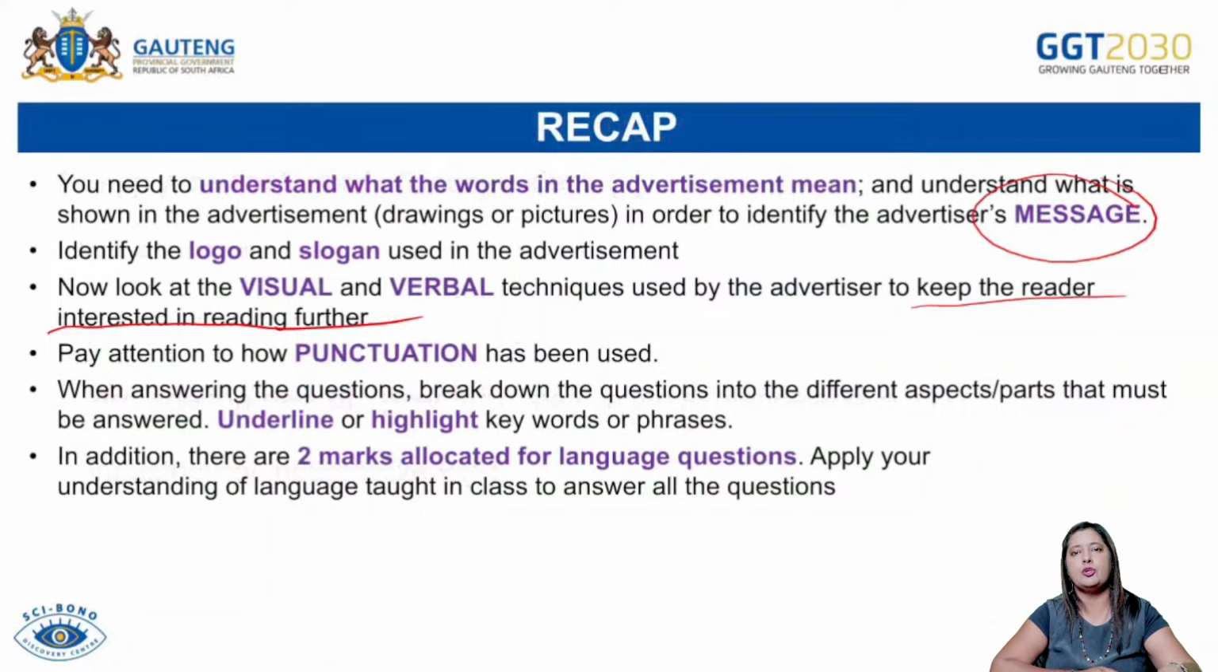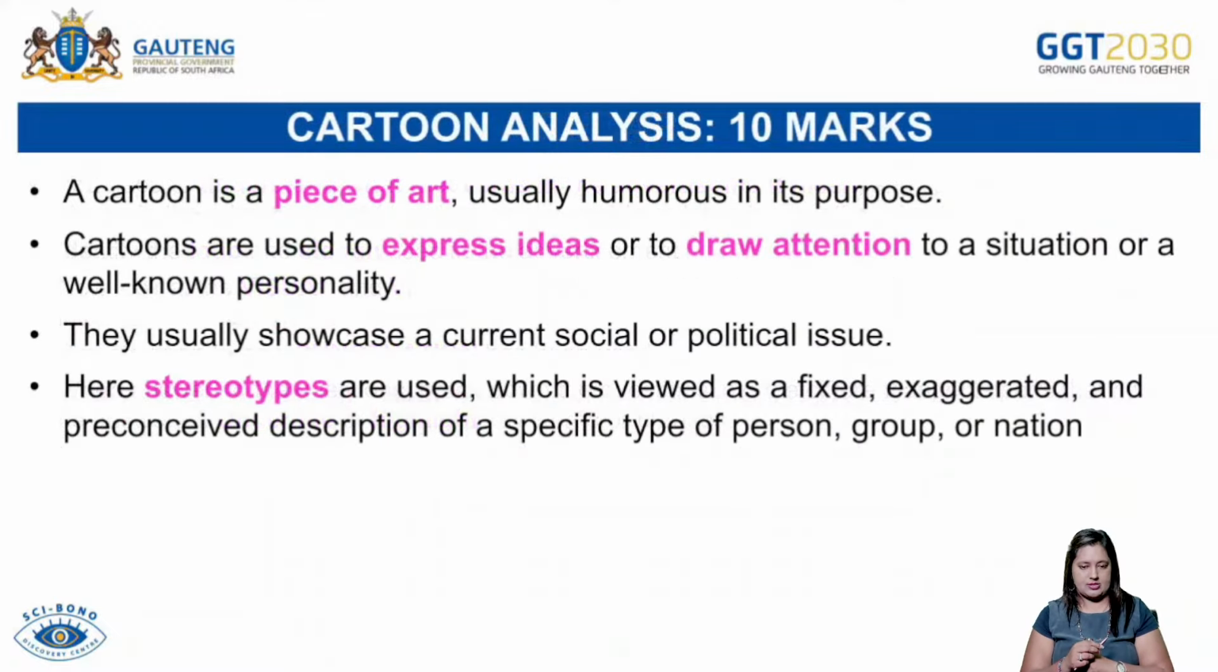Please also make sure you're looking at the punctuation marks within the text. They are there for a particular reason. When answering the questions, break down the questions into different aspects or parts that you understand. Underline or highlight this as I've discussed with the comprehension passage. And then in addition, where there are 2 marks allocated for a language mark, please look at all the possible language concepts that could be tested with regards to advertisements. All right, so go through that with your class teacher.